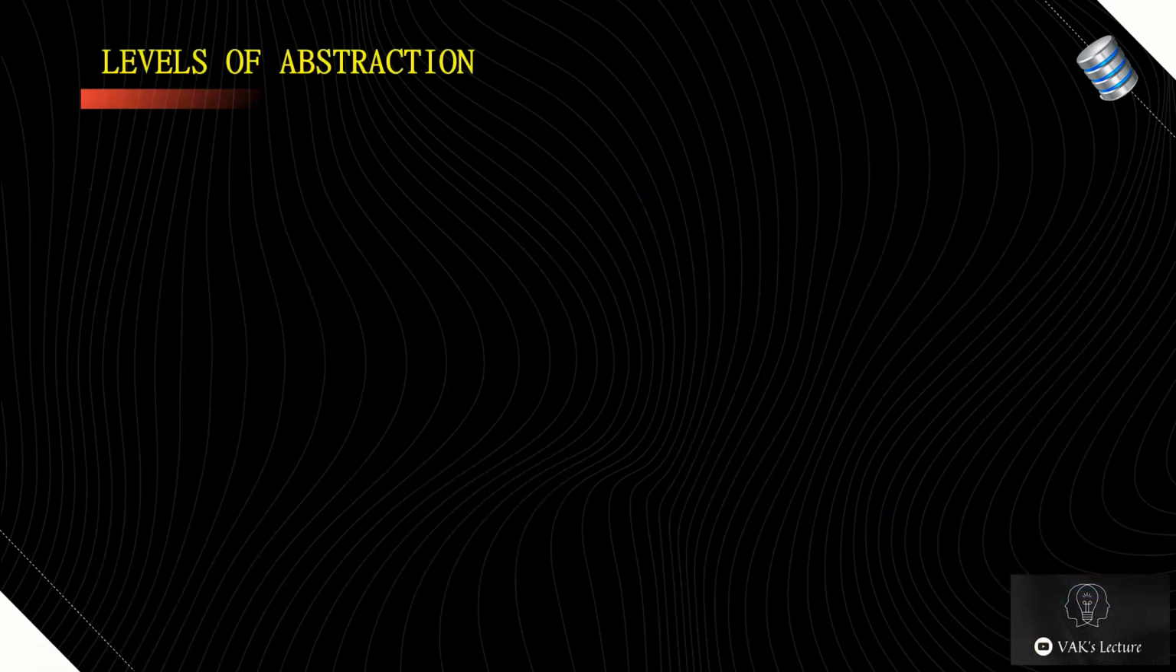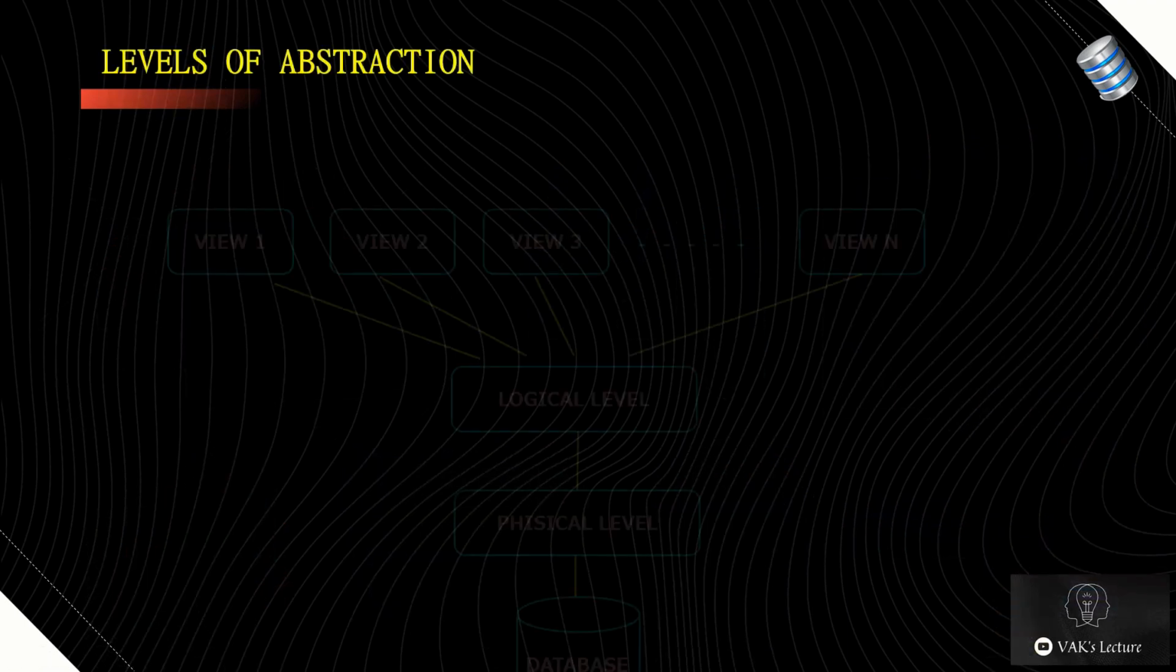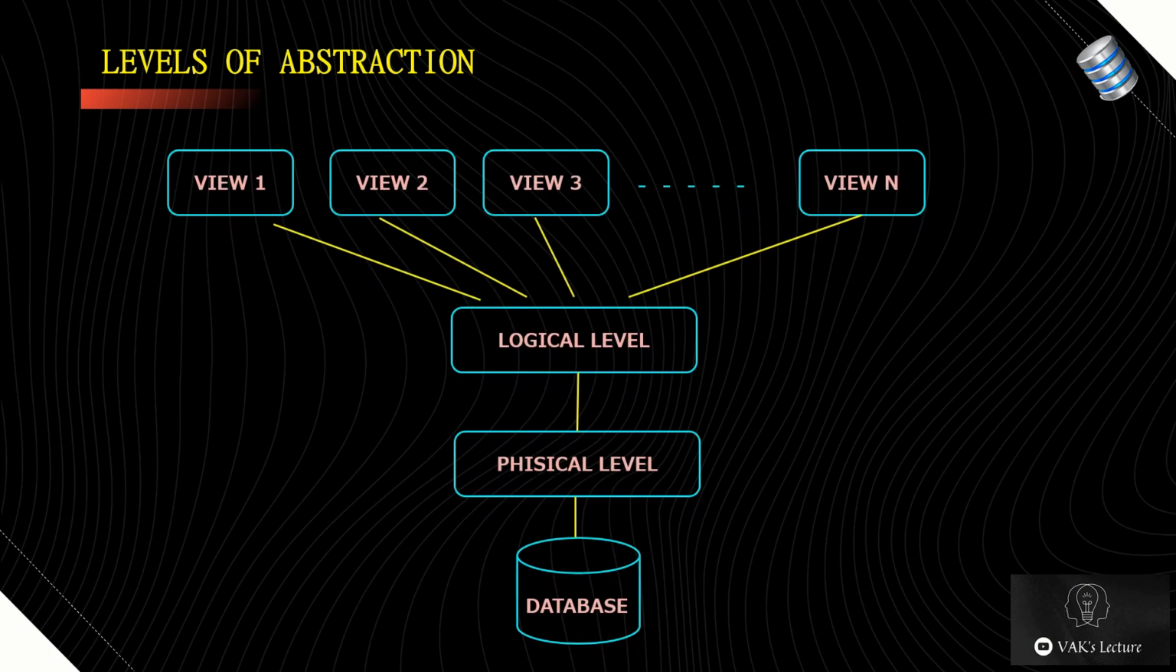Now let us see the levels of abstraction. There are mainly three levels of data abstraction, as you will see in the following figure. The first one is view level, the second one is logical level, and the third one is physical level. These are the three levels of abstraction. Let us see each individual level in detail.